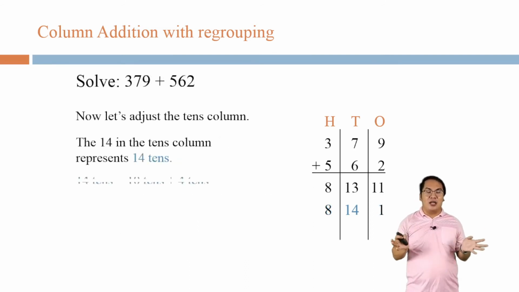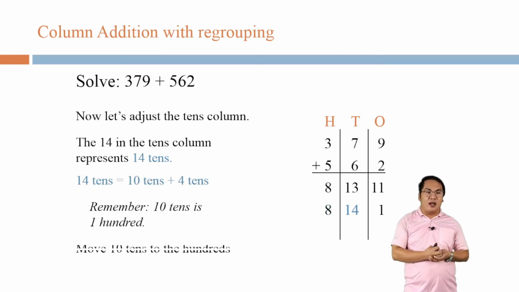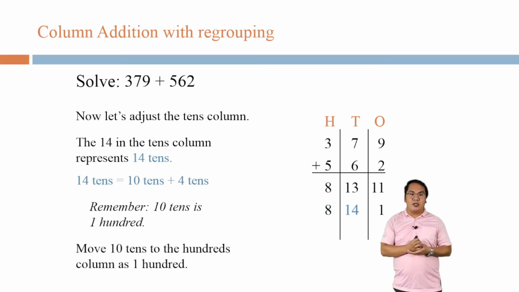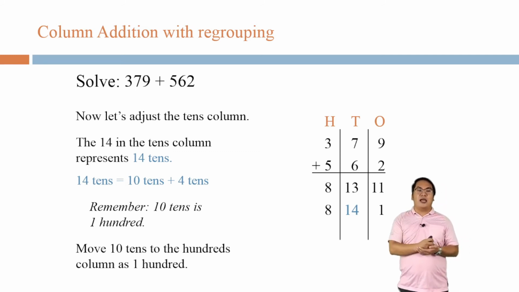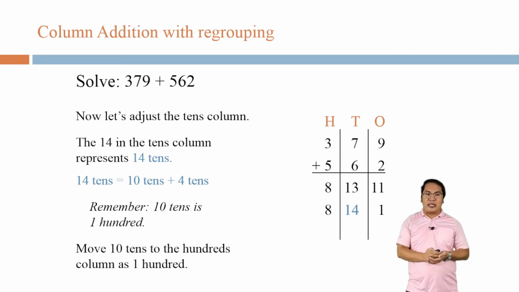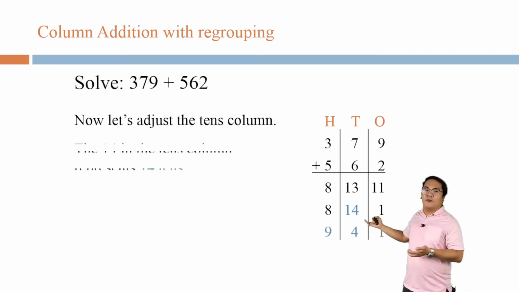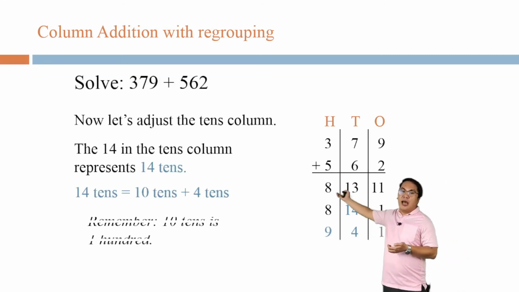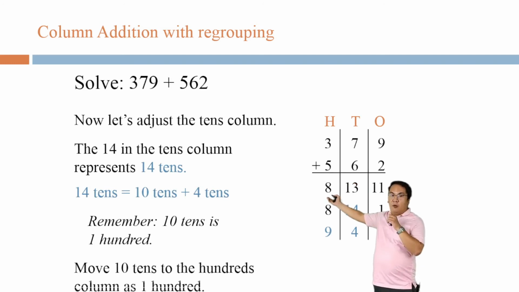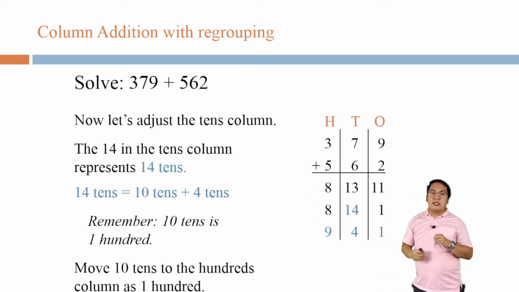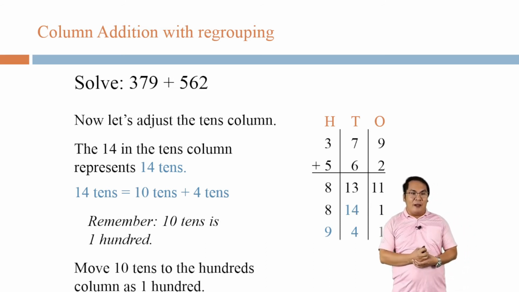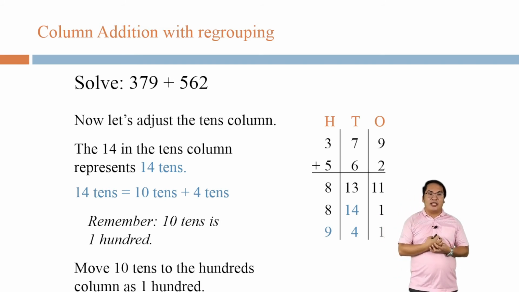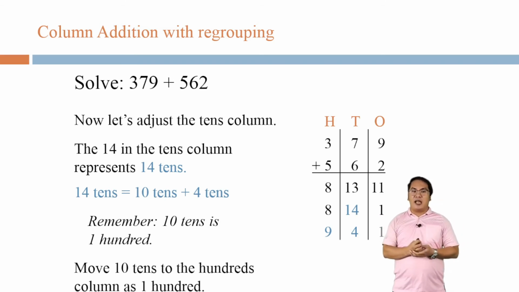So now let us adjust the tens column. The 14 in the tens column represents 14 tens, or 10 plus 4 is equal to 14. We're just going to put 4 in the tens place, and then we add the 1 to the hundreds place. So 8 becomes 9. So the final answer here is 941. Now let's adjust the tens, and the 14 in the tens column represents 14 tens, right?